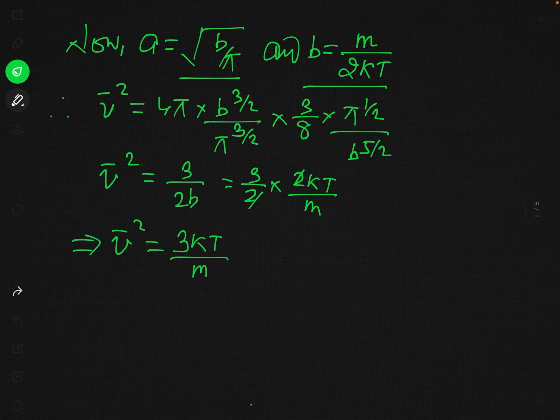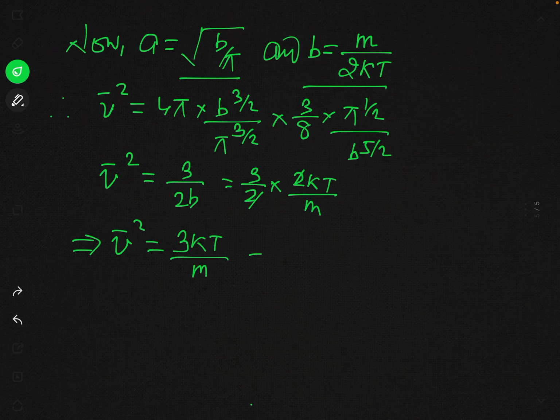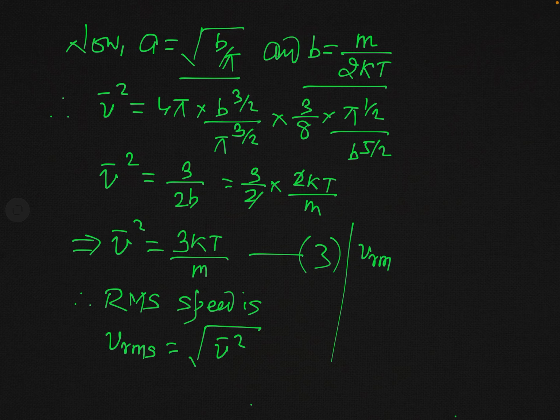I have already calculated this result earlier. So we get here the value of the mean square speed, and you know from the definition of RMS speed, as defined in equation 1, the RMS speed is simply equal to the square root of v bar square. So you can see that Vrms is simply equal to the square root of 3kT over m. So we have obtained very easily, using Maxwell's distribution law, the expression for Vrms.